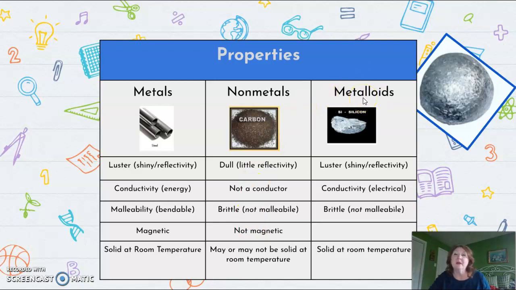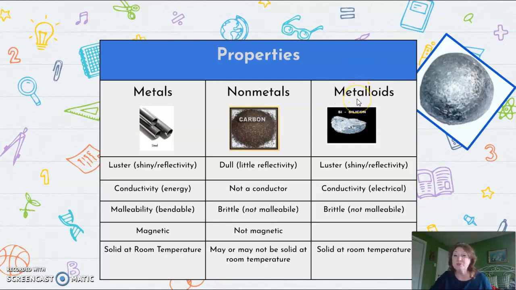And finally, this category of metalloids or semi-metals, they do have luster and they do have some conductivity, just like metals. But look here, they're brittle, they're not malleable. And so they're more like a nonmetal here. They are generally non-magnetic, so they have this property as well. So what you can see is the metalloids or semi-metals have some of the nonmetal properties and some of the metal properties. And so if we have a substance that has some of both, then we're going to call them a semi-metal or a metalloid.